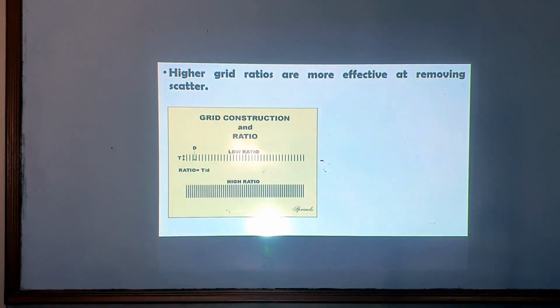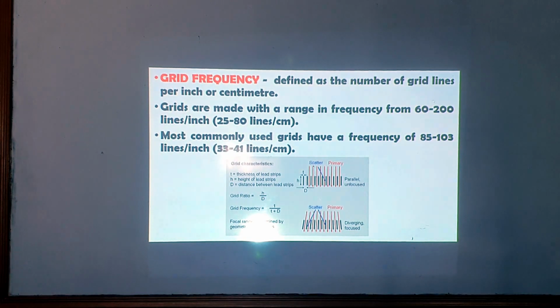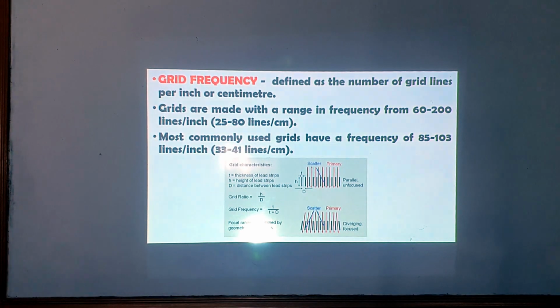High grid ratios are more effective at removing scatter, obviously, because you have more lead strips to stop or absorb your scatter radiation as compared to your lower grid ratio. Grid frequency is defined as the number of grid lines per inch or centimeter. Grids are made with a range in frequency from 60 to 200 lines per inch. Most commonly used grids have a frequency of 85 to 103 lines per inch.